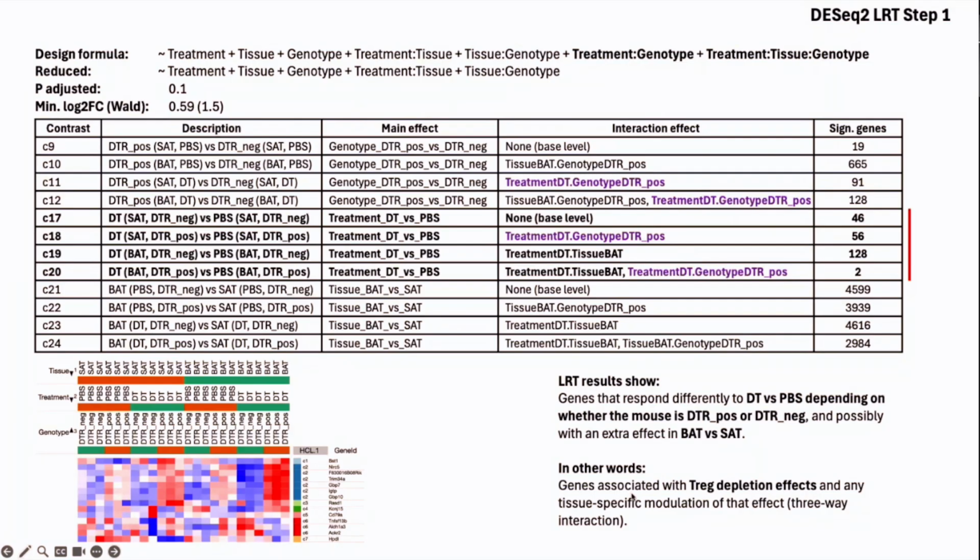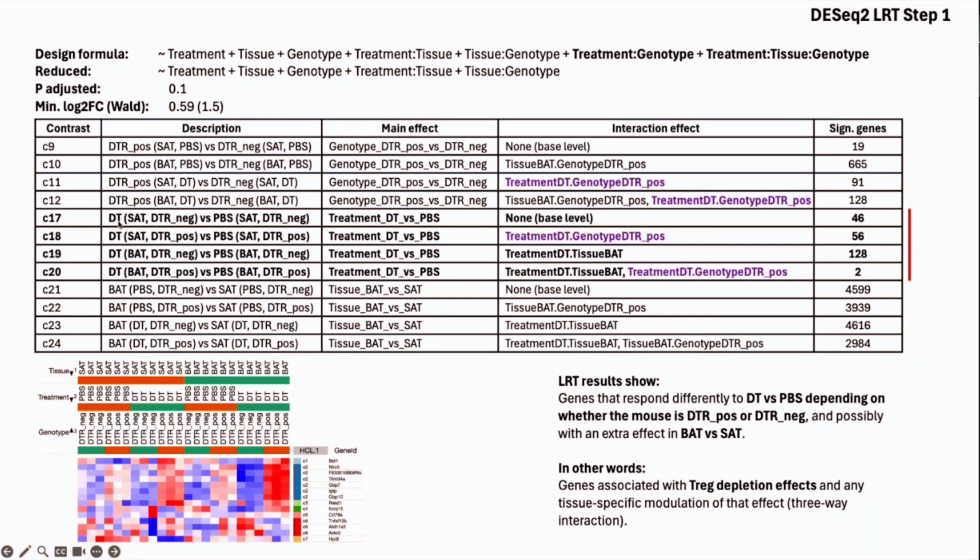Or in other words, it will show us all of the genes that are associated with Treg depletion effect in any tissue-specific modulation of that effect, in any possible way, because we don't know if the treatment and tissue actually interact, but we asked DESeq to model that as well.